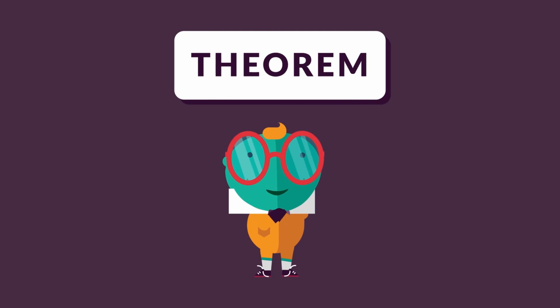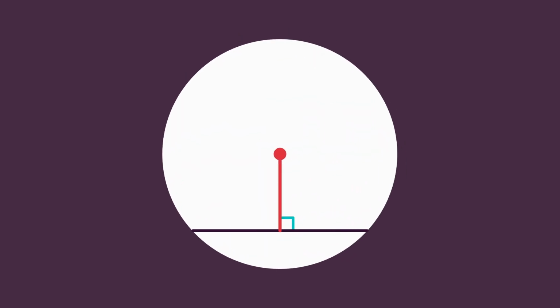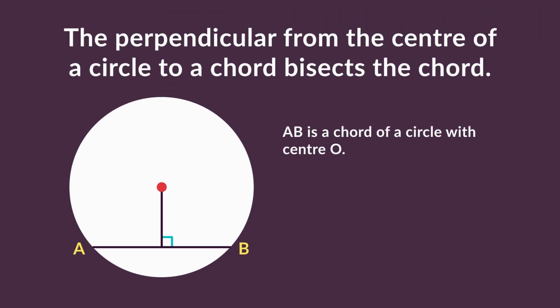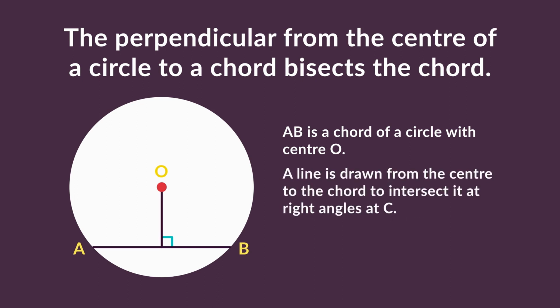So, shall we move on to the theorems? The perpendicular drawn from the center of a circle to a chord bisects the chord in 2 equal parts. Here we have a chord AB on a circle with a center O, and a line drawn from here to the chord, intersecting it at a right angle at C. We will prove that AC equals CB.